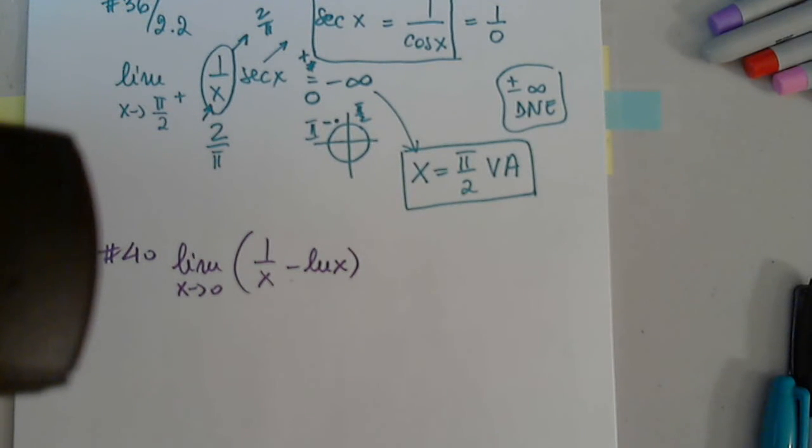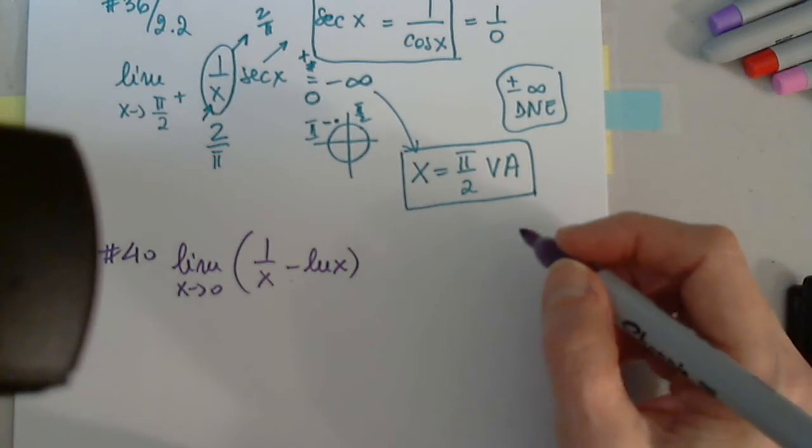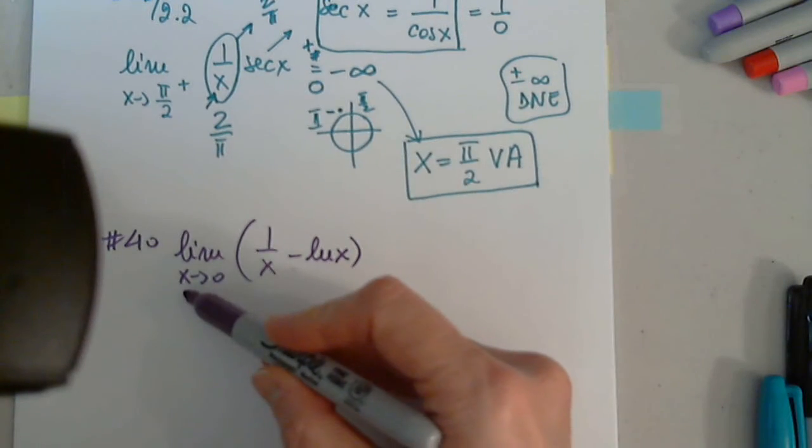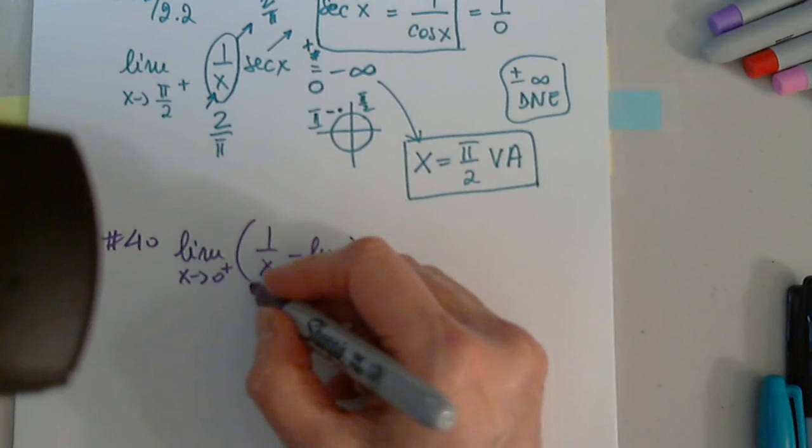Plug in? Yes. So when I plug in 1 over x, when I plug in 0, I didn't copy the whole thing. It was from the right. I don't know if I said, but it is from the right. Okay. Good. So when we plug in 0 from the right in 1 over x, does anyone remember?